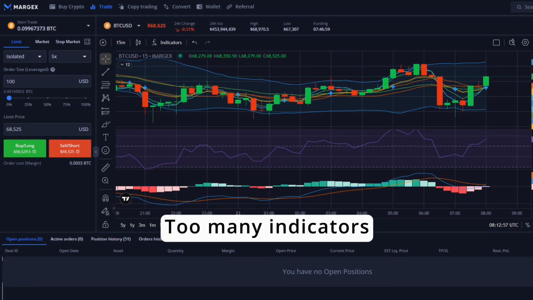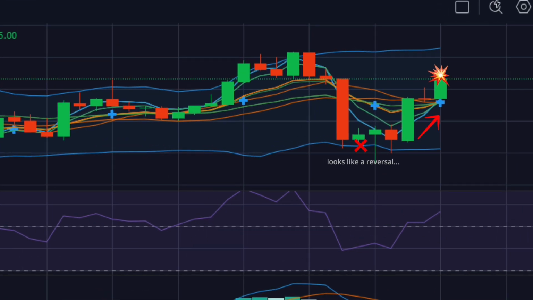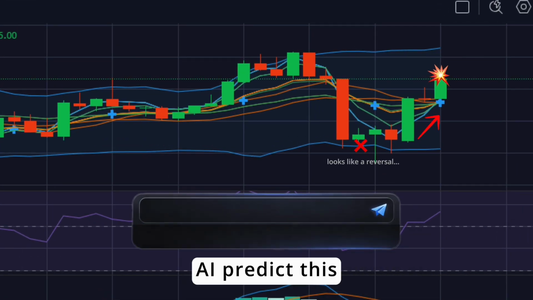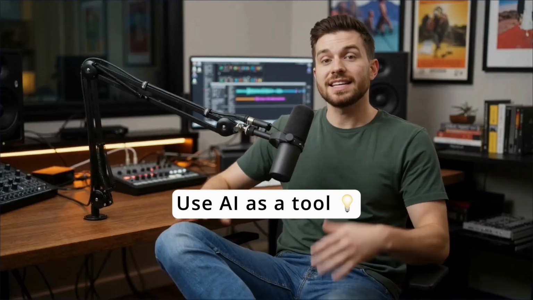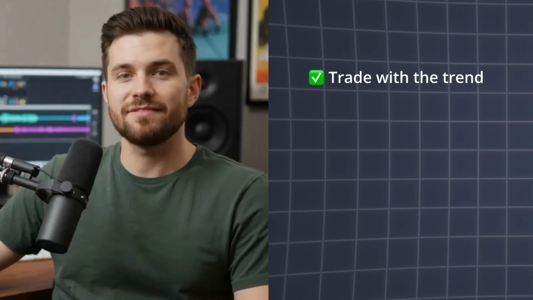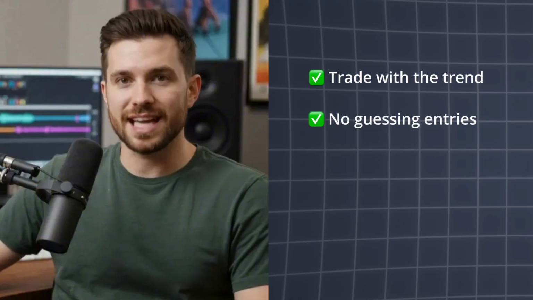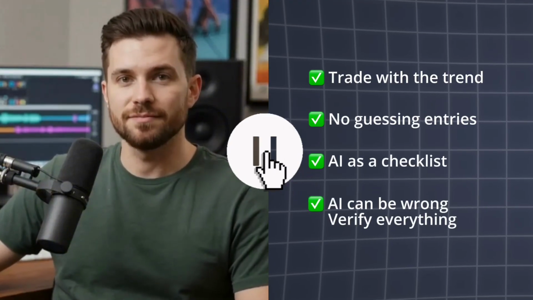Most traders don't lose because they don't know strategies. They lose because they keep trading against the trend. And now many beginners make it worse by asking AI to predict the market. AI won't save you, but used correctly, it can stop you from making the same mistakes. In the next few minutes, you'll learn how to stay on the right side of the trend, where to enter without guessing, and how to use AI to structure your trades.